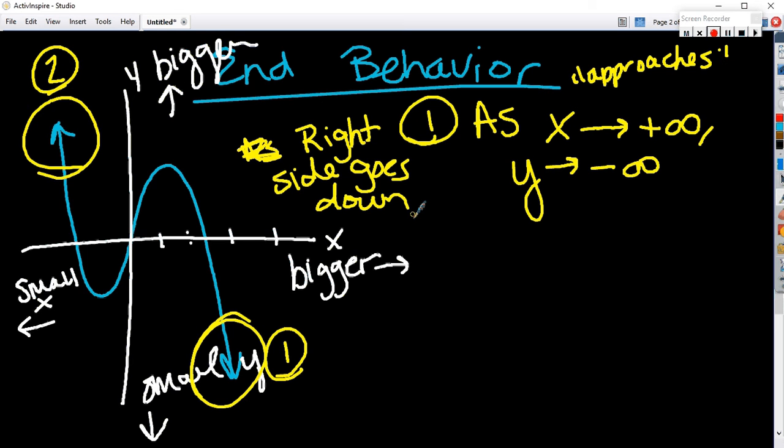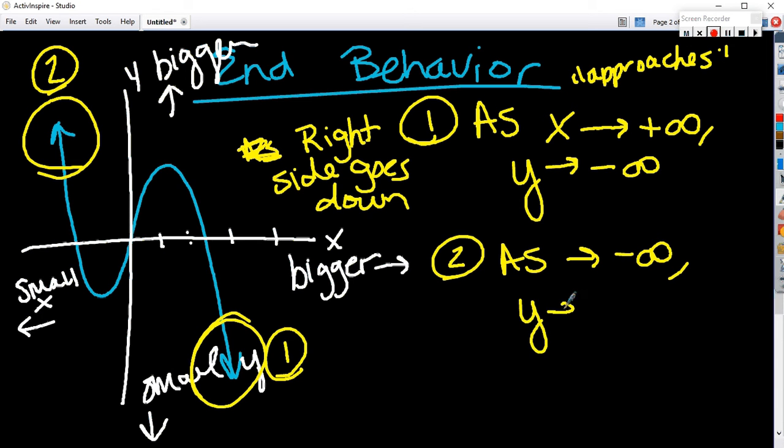Are we talking about the line? We're talking about the blue graph. As that blue line goes further right, it's going further down. The further you go right, the further the blue line goes down. If you go left, it's going up. Exactly. So if I do as x goes to negative infinity, this time looking at the left side of the graph, is the left side going up or down? Up. So up is y to positive infinity.